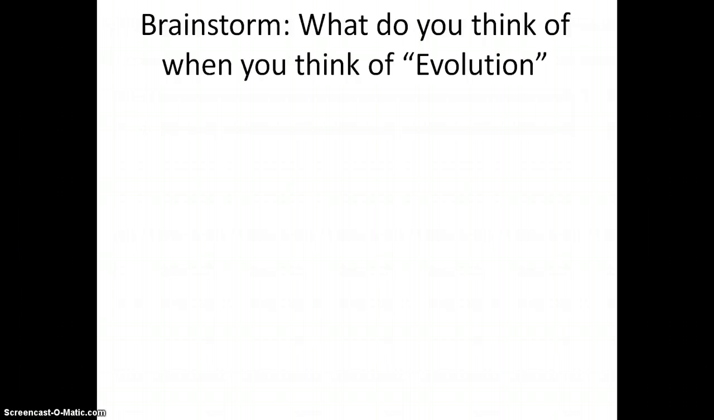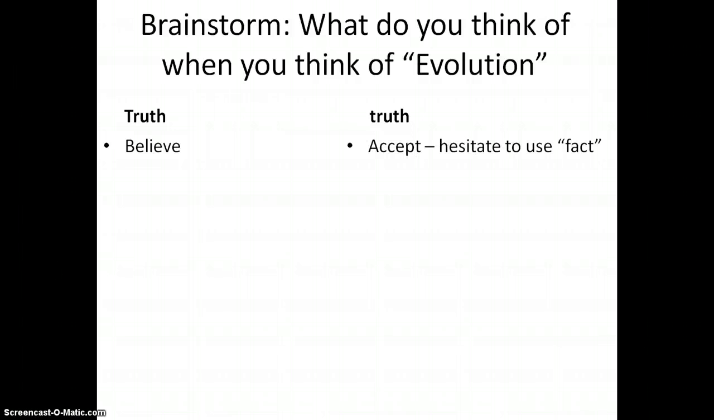What I want you to do now is divide your paper into two bits, and one side's going to be called truth with a capital T, and the other side will be called truth with a lowercase t. Each of these truths are indeed true. One of them, though, is all about what you believe. And no one can tell you that that's false because it's something that you believe. The other one is something that we accept. This is what scientists accept to be truth.